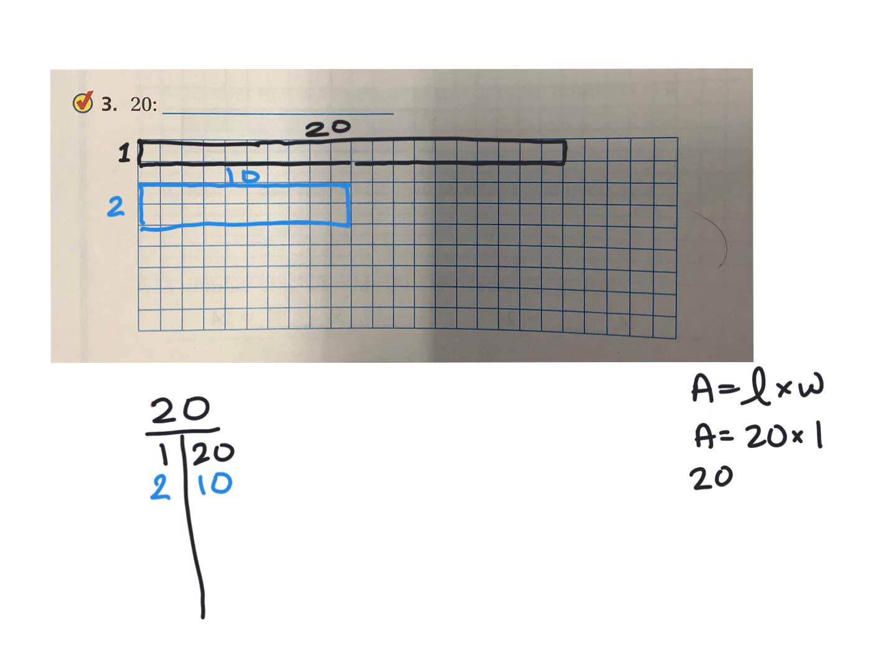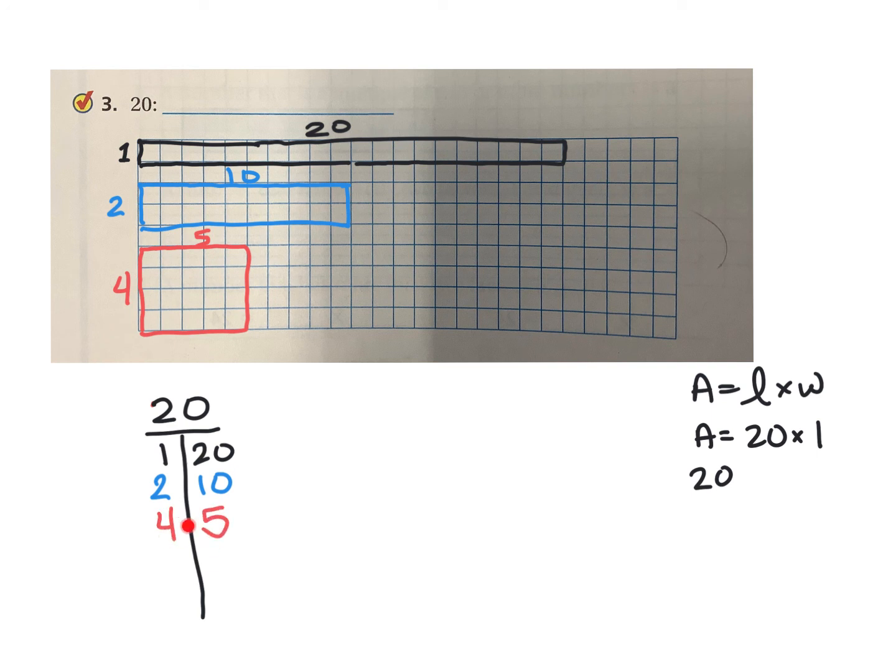What about 4? 4 times what number will give me 20? 4 times 5 does that. 1, 2, 3, 4. 1, 2, 3, 4, 5. There are 20 boxes in here. 5, 10, 15, 20, right? We have the width of 4 and the length of 5. Area, if I wanted to know how many were in here, equals the length, 5, times the width, 4. 5 times 4 is 20. My area is 20. And 4 and 5 are factors of 20.